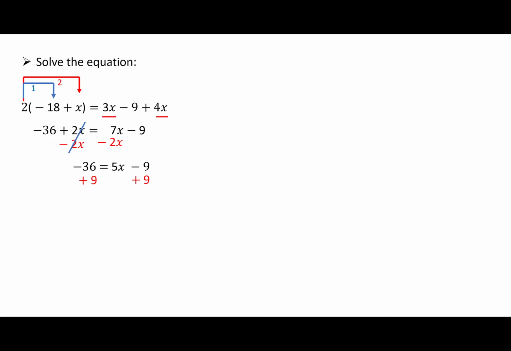But now what is the sign? The sign is that of the one that is largest in absolute value, so the sign would be negative. So negative 27 is equal to 5x. Now you divide both sides by 5. So you get negative 5.4 is equal to x. Typically we put x on the left-hand side, so x is equal to negative 5.4.